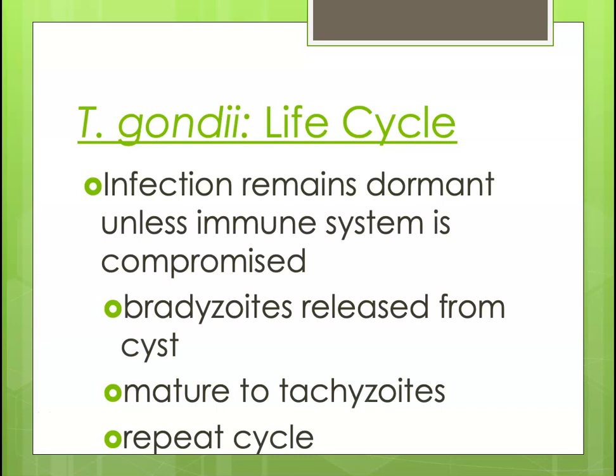So here, the infection remains dormant unless the immune system is compromised. You could have cysts containing bradyzoites and it not be a problem. But if the immune system were to become compromised, the bradyzoites could be released from that cyst, go into the bloodstream, transform back into tachyzoites, and then go and infect other organs. And a tachyzoite can invade any nucleated cell. So the cycle could continue on.